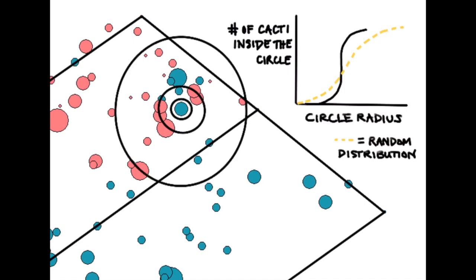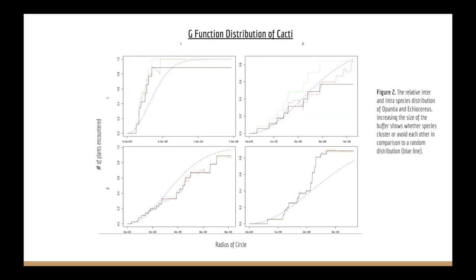As we increase the circle further, we zoom out of the cluster and encounter relatively fewer individuals. Looking at the graph again, this corresponds to the line dipping below the baseline random distribution, showing that at the larger scale, the species tend toward avoidance.